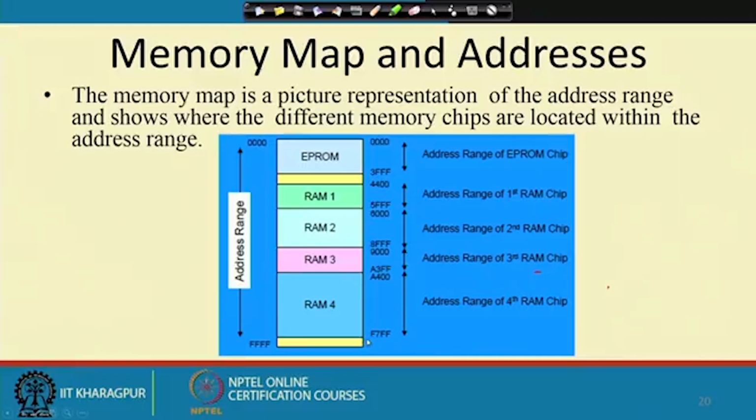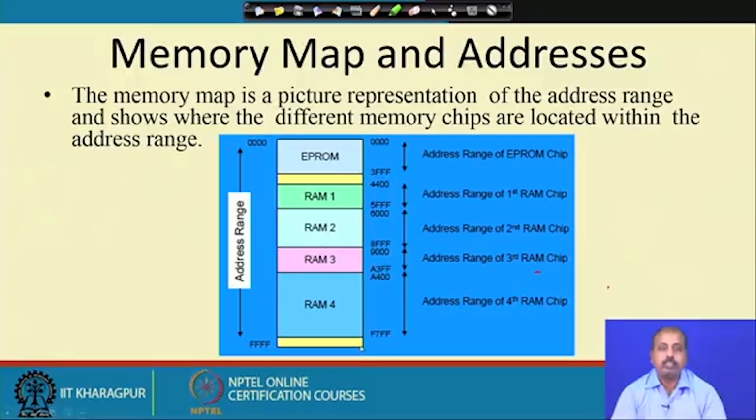So, if you are trying to load your program onto this memory, you should not try to load it from address say 3FFF, or from 4000 onwards, because in that space there is no chip. Similarly, you should not try to load the program from F800 onwards, because in this range also there is no chip. So, rest of the places I have got RAM.